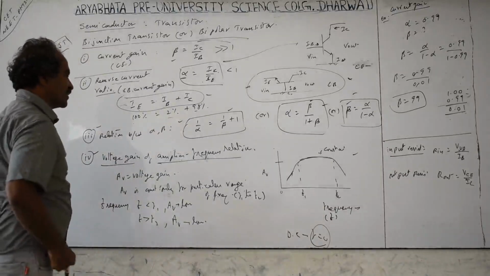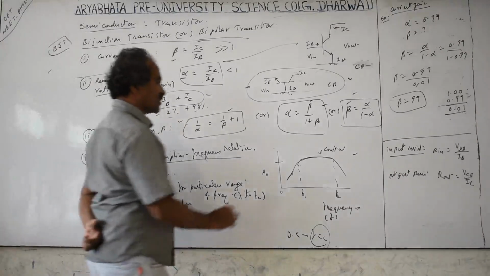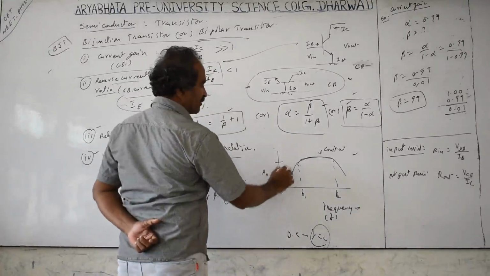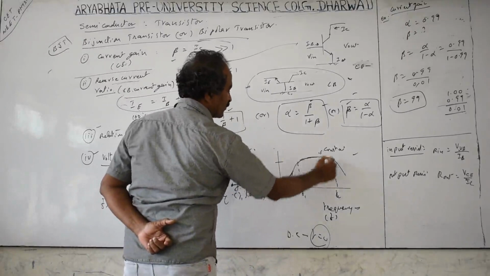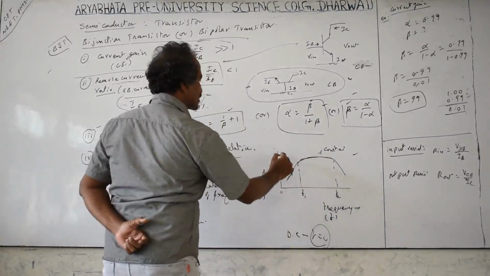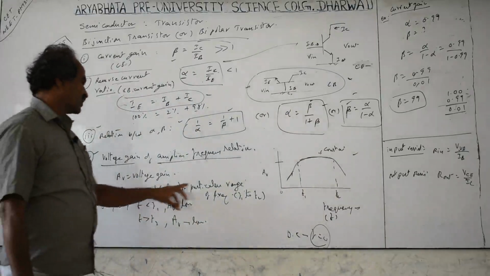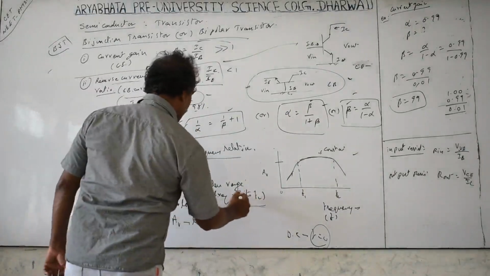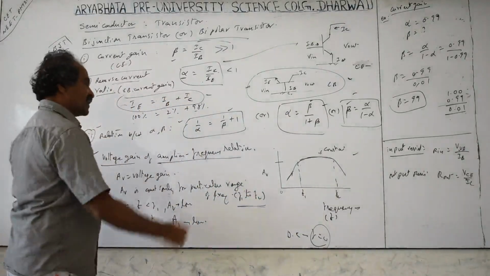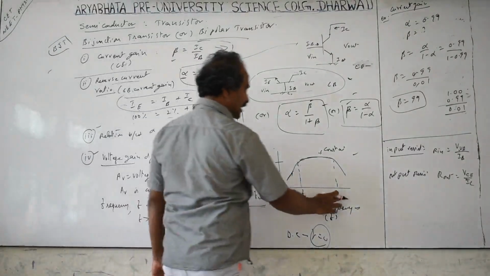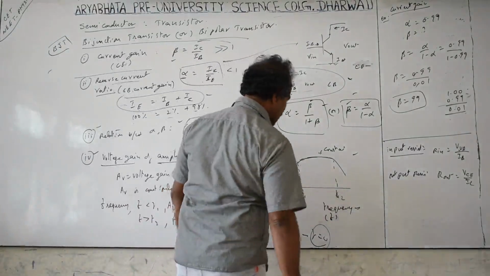Next is the relation between alpha and beta. By putting these values into these expressions, you will get the relation 1 by alpha equals 1 by beta plus 1. They ask only the formula or with the values. Manipulating this equation, you will get alpha equals beta by 1 plus beta, or beta equals alpha by 1 minus alpha. All three formulas you need to remember, mainly for NEET students. This part I am discussing is for NEET students.